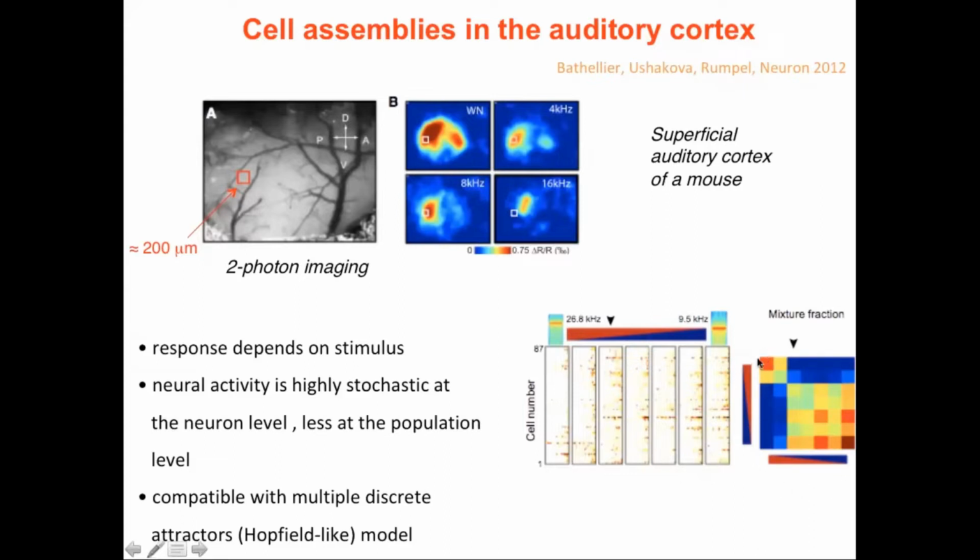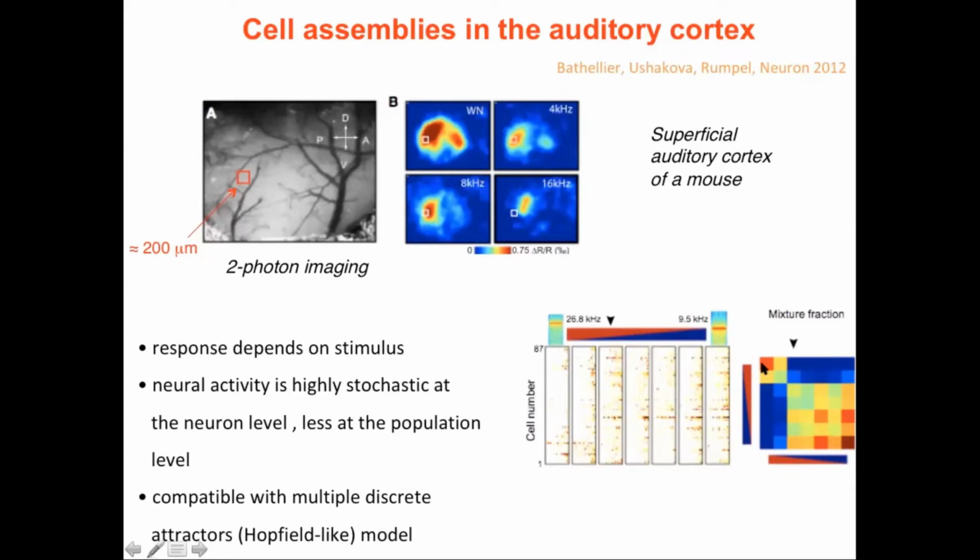You see a very strong correlation with the pure tone at 26.8 kilohertz if this relative mixture fraction is below some threshold here, and a very strong correlation with the pure tone at 9.5 above this critical threshold. So we don't get a linear combination in terms of response between what you would get for the pure tones, but there is a clear separation. If you exceed some threshold here, what you get as a response of the network is very similar to what you get for the pure tone here. And below this threshold, you get something which is very similar to the pure tone at 26.8 kilohertz.